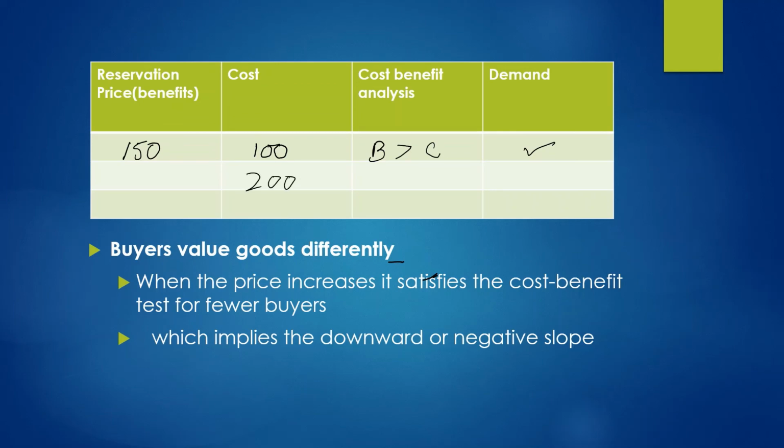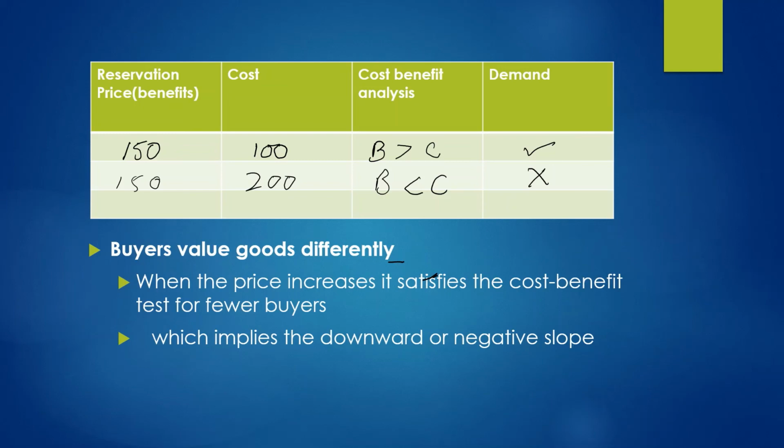So in this case, what is the situation here? Here, the benefits become lower than the cost, isn't it? So will you demand that mobile or not? No, you will not demand. So there is a decrease in the demand for the mobile in the market. Why? Because your cost is greater than your reservation price. Your reservation price is lower.